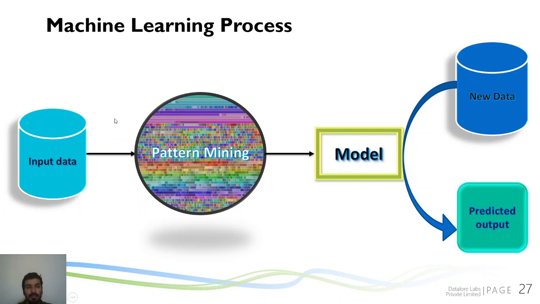Okay, your input data will have your historical data sets from which the pattern is mined, and that mined pattern will be stored as a model. And whenever you have a new data set or a new query, it is matched with the pattern stored in the model, and whatever it matches with, if it matches with, let's say, fraud, it's predicted as fraud. If it matches with the genuine transaction, it will be predicted as genuine transaction. Okay, so this is how the machine learning process works.